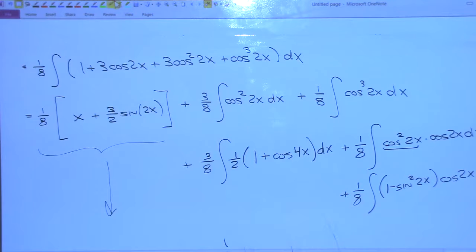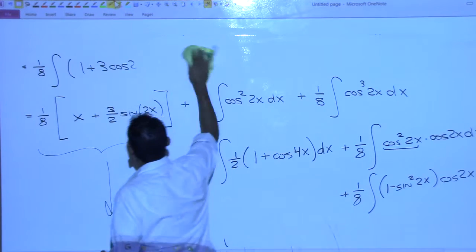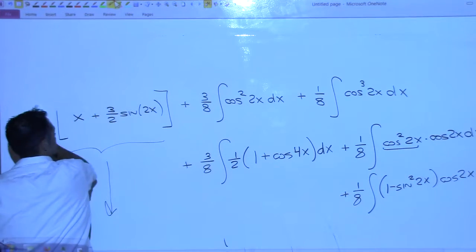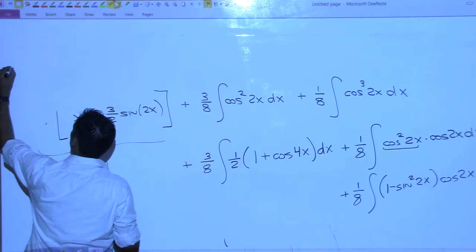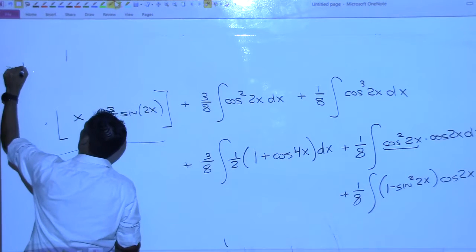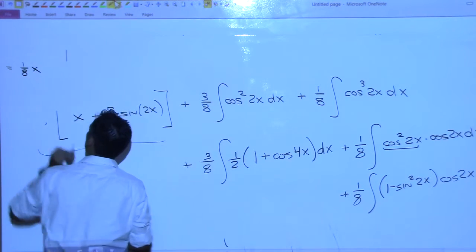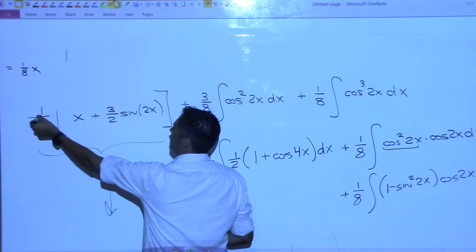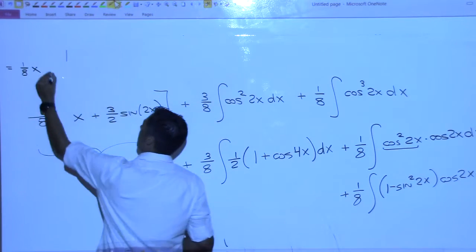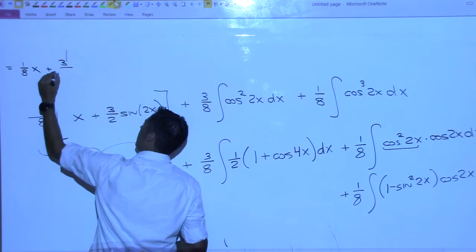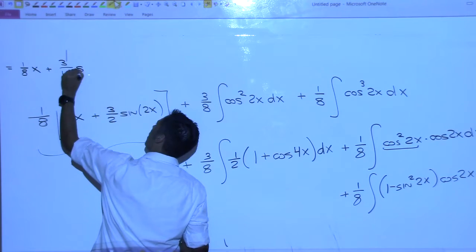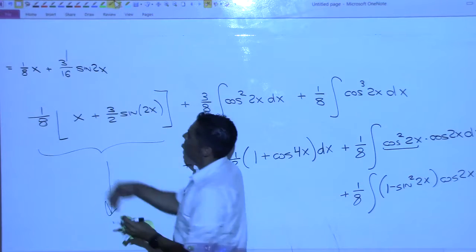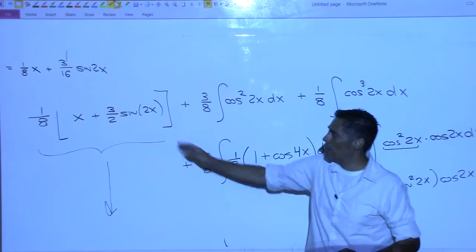Okay, I'm going to keep it going here. I don't want to erase that. I have, so far, equals, I have 1/8 x. I just erased this. This was 1/8 x. I'm going to distribute that through. That should be plus 3/16 sine 2x. That was these first two terms with the 1/8 distributed, right?